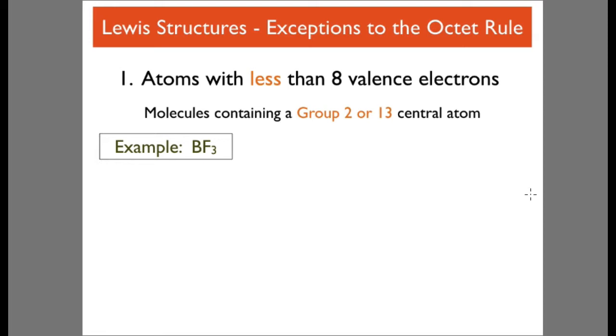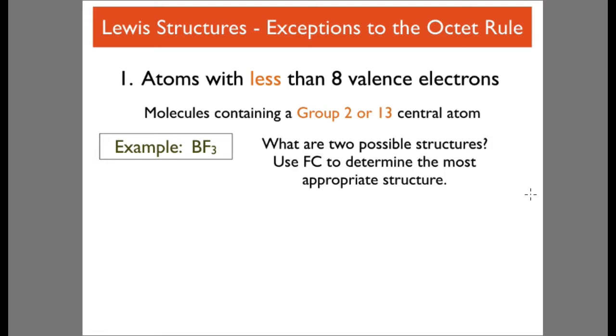Well, let's take boron trifluoride as an example, and think about the 2 possible structures. We're going to use formal charge theory to determine the most appropriate structure. Do the math quickly. Boron has 3 valence electrons, and fluorine has 7, and it's 3 of them, so there's 24 electrons.